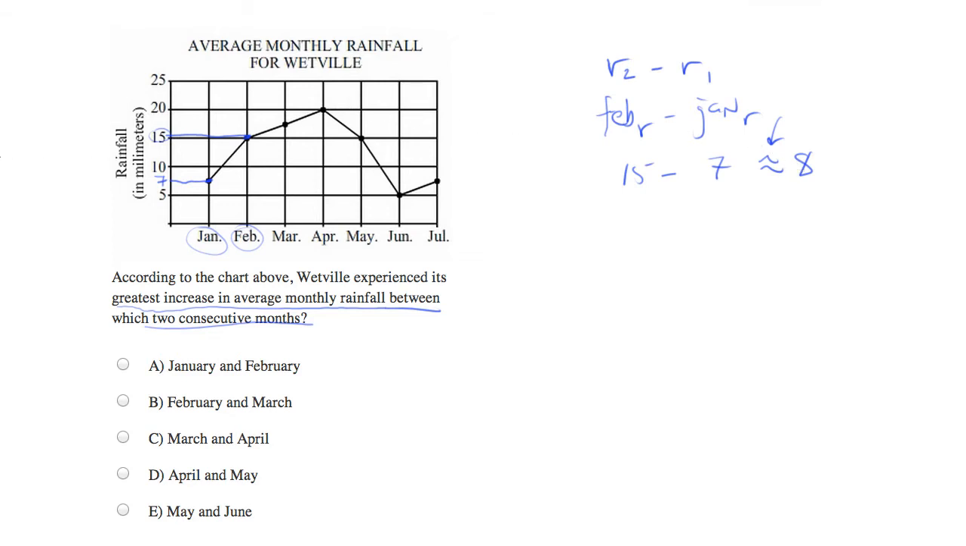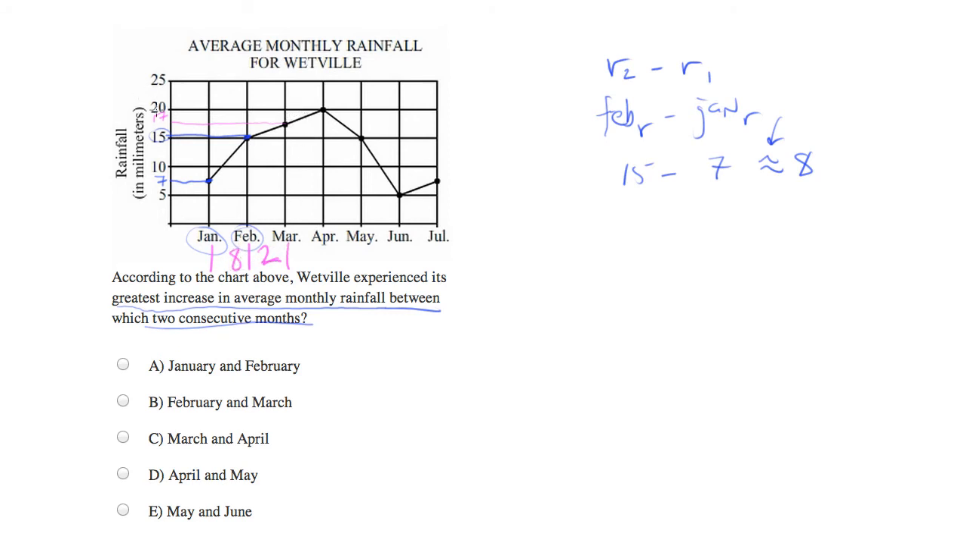Now let's go through and do a similar calculation between the other consecutive months. So between February, which is 15, and March, which is about 17, we have an increase of about 2. And I'll label these between the 2 months on the chart. So between January and February we got 8, February and March was 2.